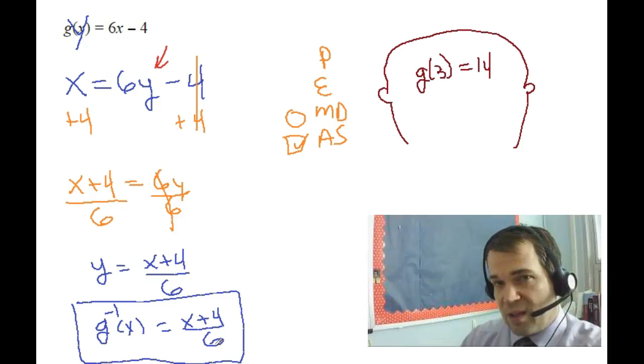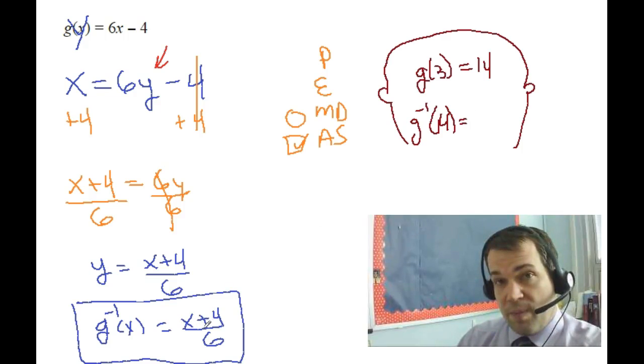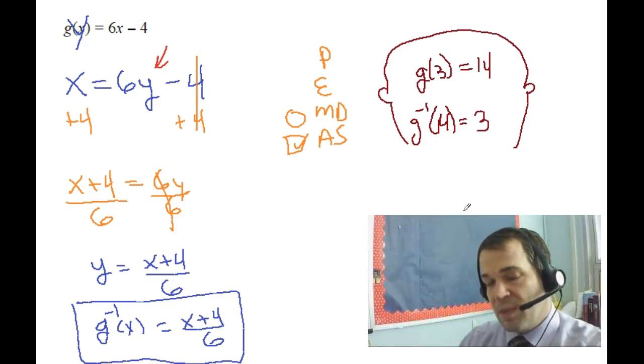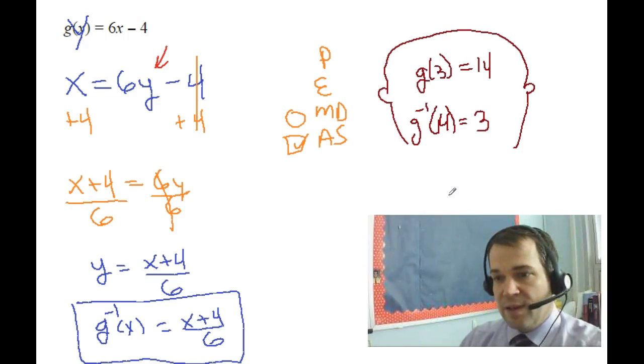So if I did this correctly, what should happen is when I take that 14 and throw it into the inverse, I should get 3 back again. So let's see, if I throw 14 into here, it takes what I gave it and adds 4. So 14 plus 4. 14 plus 4 is 18. 18 divided by 6 is 3. So it's not 100% proof that I definitely did it correctly, but it's a strong indication that I did, because g turned 3 into 14, my answer turned 14 back into 3. Pretty sure I didn't make any careless mistakes.